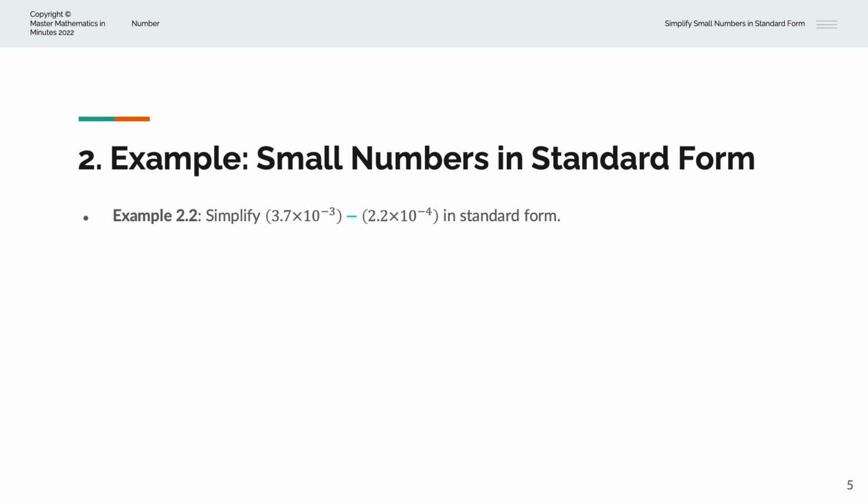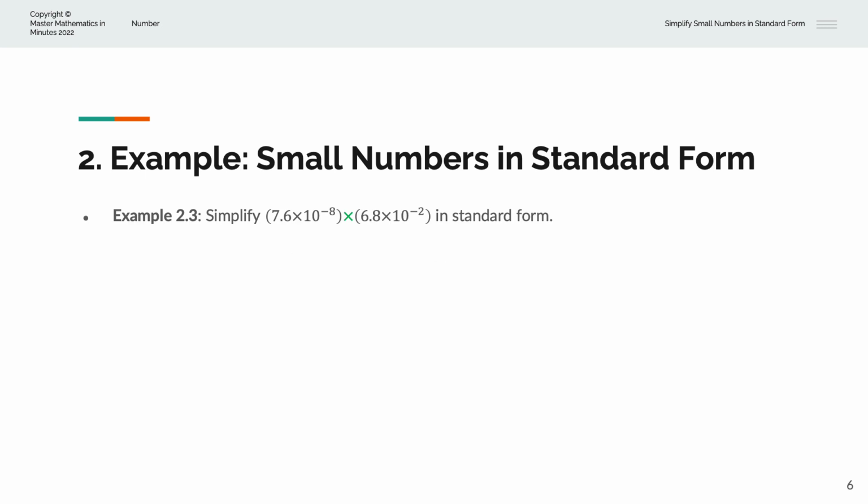In the second example, we'll simplify 3.7 times 10 to the power of minus 3 minus 2.2 times 10 to the power of minus 4, and we want the answer in standard form. So the first term is 0.0037 minus 0.00022, and that is equal to 0.00348. And we'll state this in standard form, and that is equal to 3.48 times 10 to the power of minus 3. So 3.48 is between 1 and 10, and minus 3 is a negative integer, so that is in standard form.